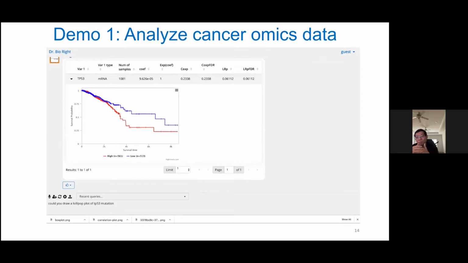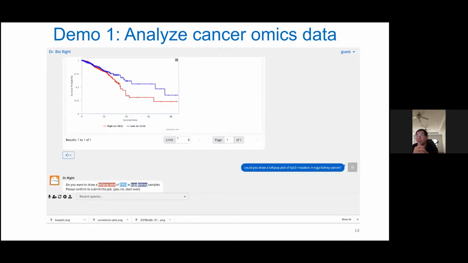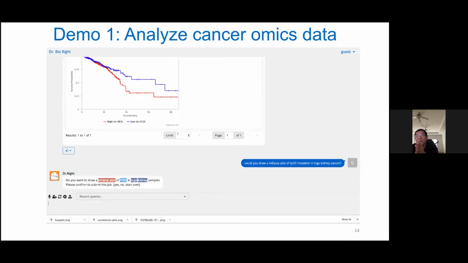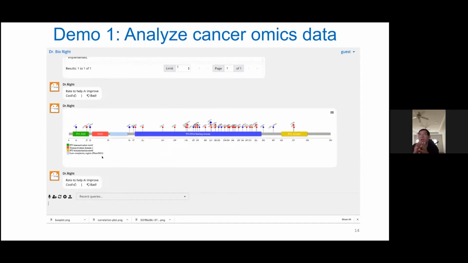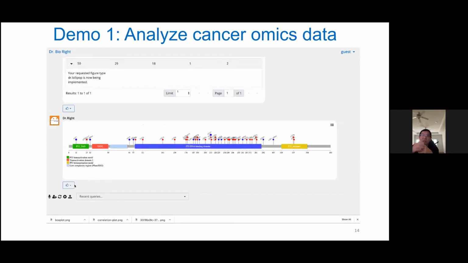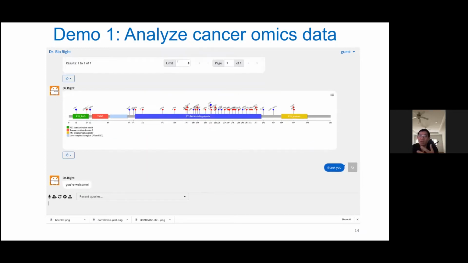For this kind of routine bioinformatics task, you don't really need to contact your bioinformatics collaborator, where usually you have to start an email, begin to schedule a meeting. So one last example, you want to say, hey, could we do a mutation view about TP53 mutation in TCGA kidney cancer? Immediately you get this lollipop plot where you show all the mutations in TCGA, how they are distributed across the TP53 gene. Again, you can give feedback. This just shows you a little bit of an idea how, when you're using natural language, you can directly initiate some bioinformatics analysis, just like you talk to your bioinformatics collaborator to do the analysis.